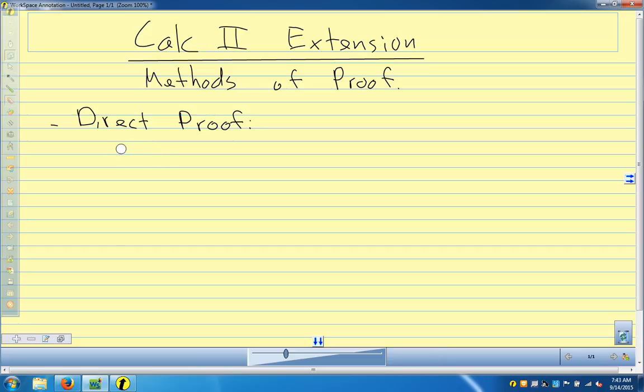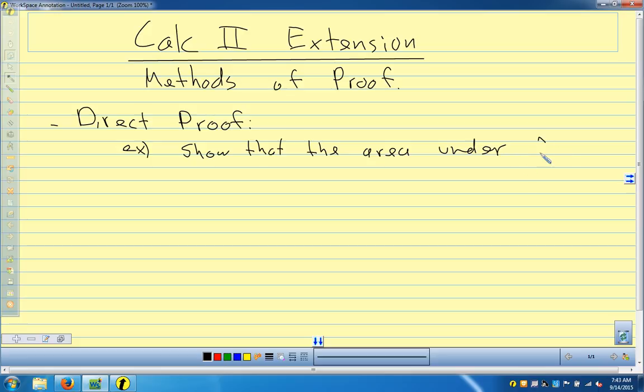So for an example, a direct proof that we might see in the context of calculus is a very simple example. Show that the area under f of x equals x squared from x equals 0 to x equals 1 is 1/3 square units. So that's just a really easy example. What would we do to show that this is true?